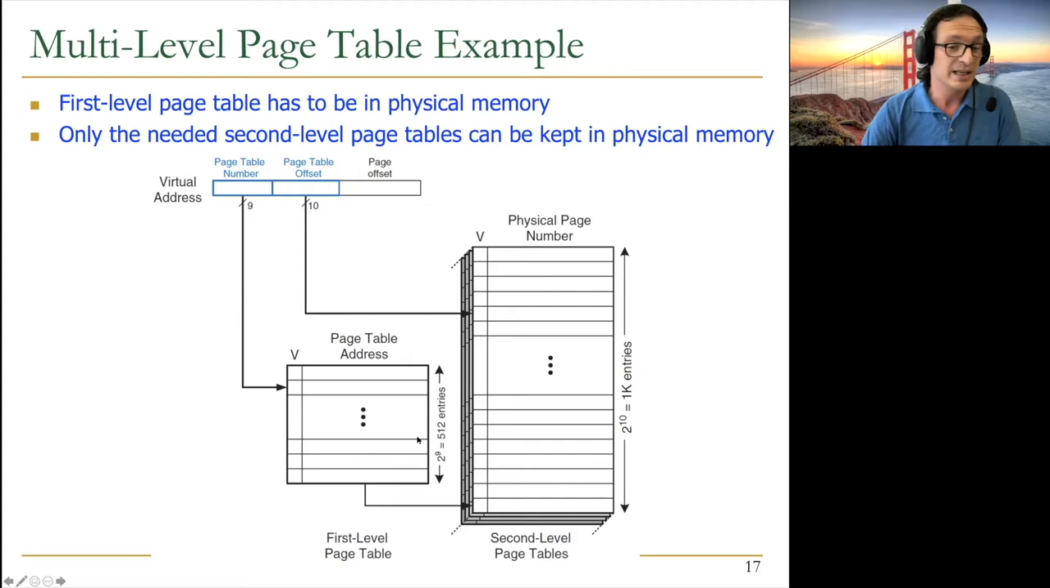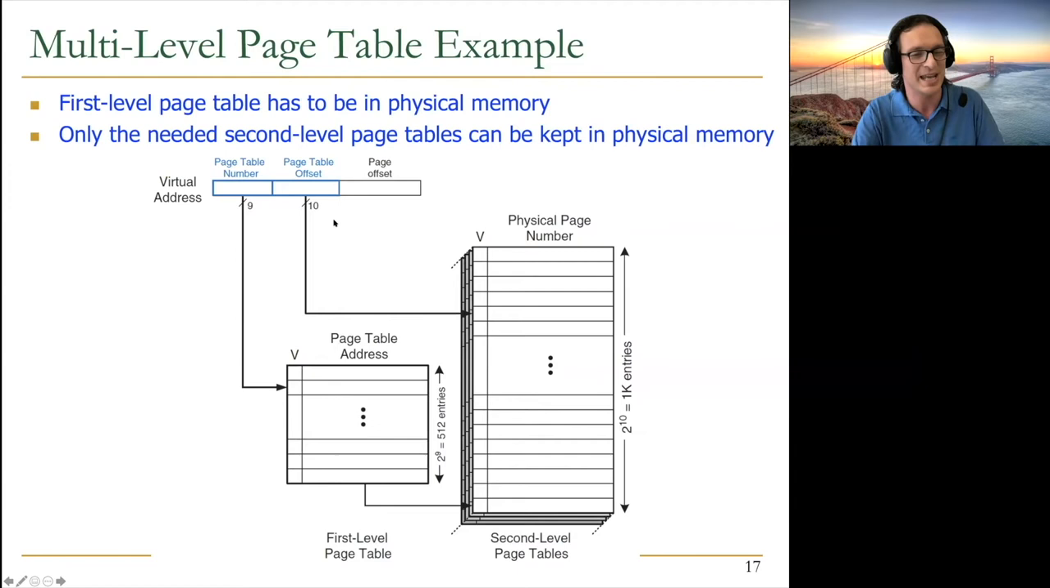For example, if the process is not using the entire address space over here, this is a 32-bit address, by the way, it's from your book. It may be actually a 31-bit address, I don't remember. It's a 31-bit address, actually. It's the same example that we're following.